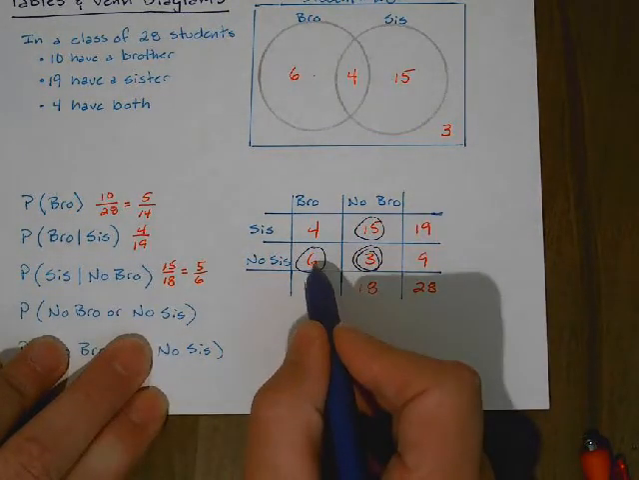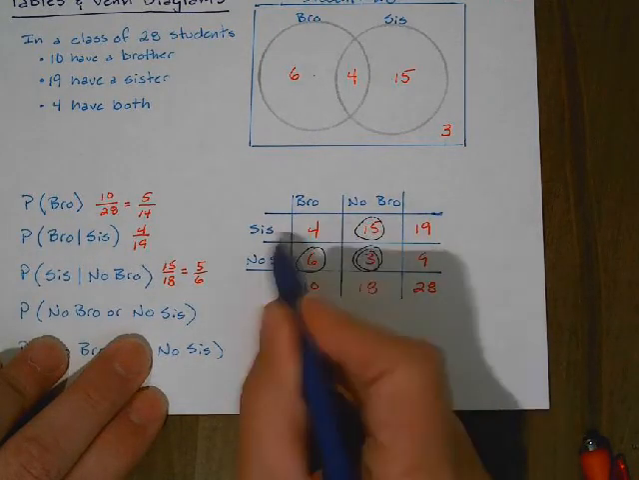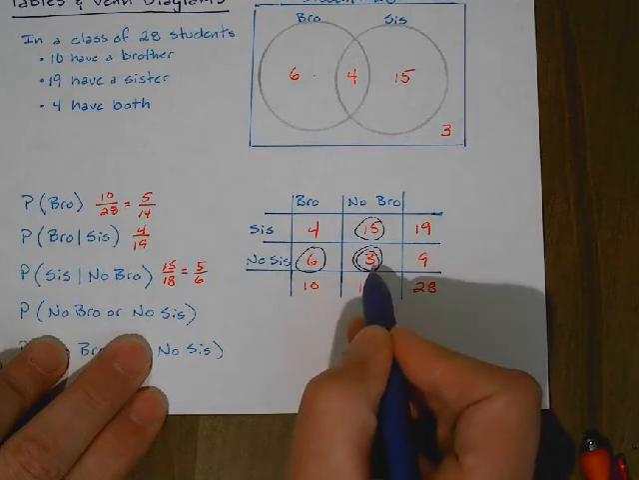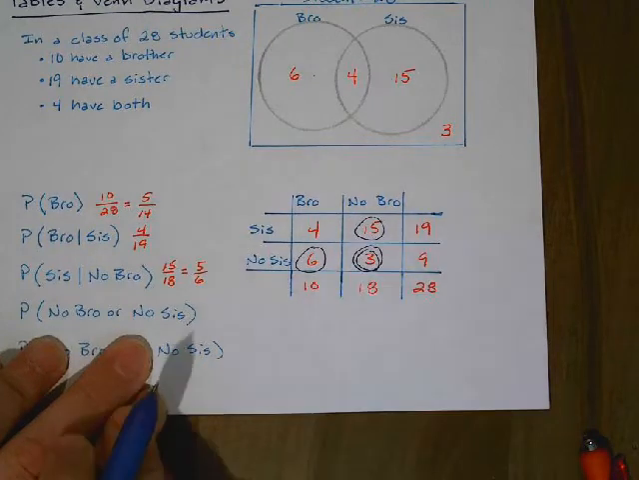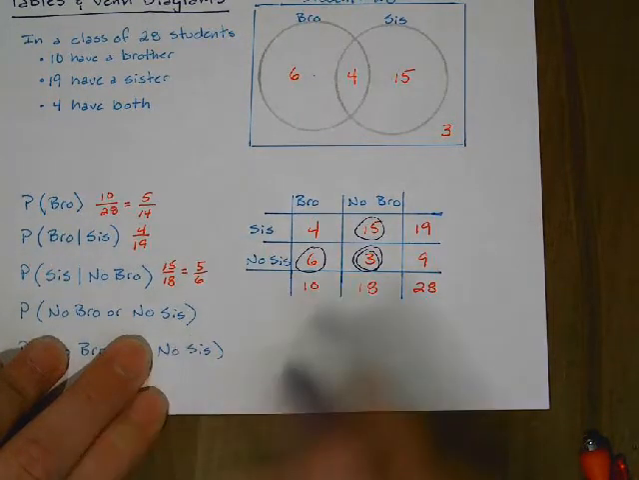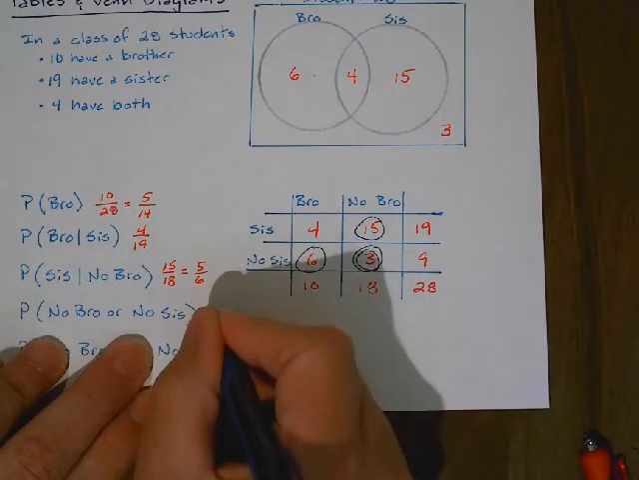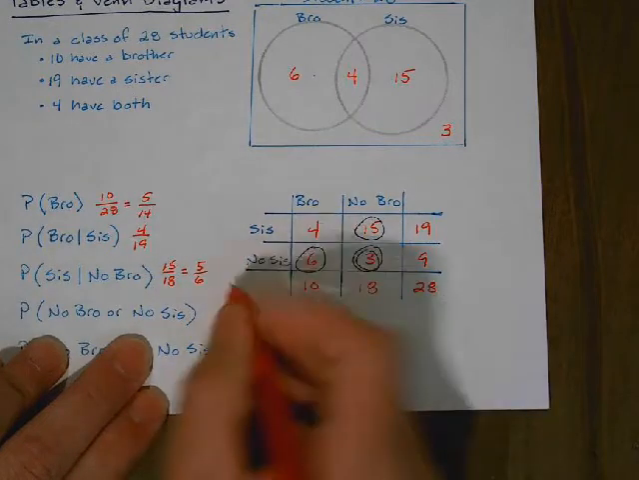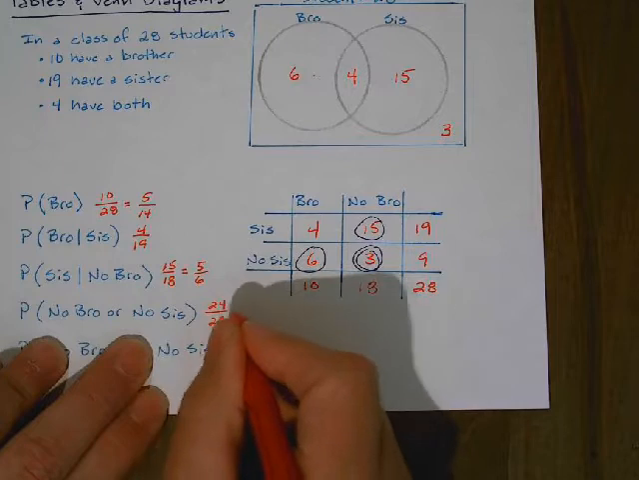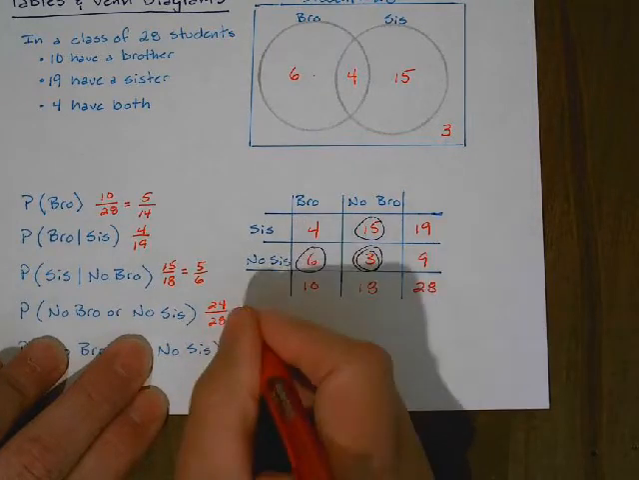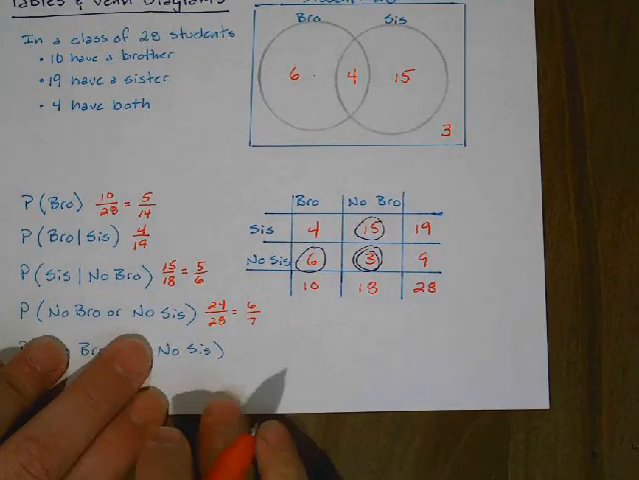So these 6 people have a brother but no sister. These 15 people have no brother but they have a sister. And these 3 have no brothers and no sisters. So the or means I can do any of these. I'd be okay with any of these 3 sets of people. So I've got a total of 6 plus 3 is 9, plus 15 is 24. So there are 24 out of a total of 28. And we can reduce that. It looks like 4 goes into there, 6 and 7. So 6/7 have no brother or no sister.